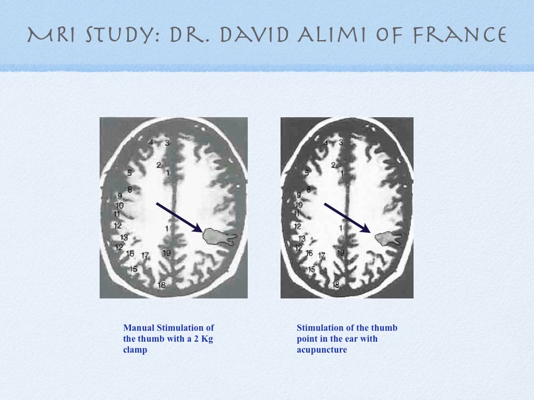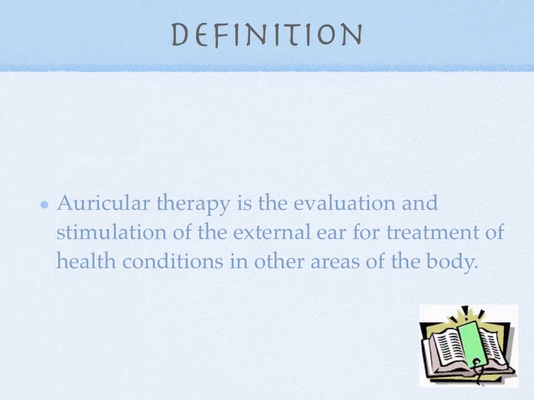and the body point. So as a basic definition, auricular therapy is the evaluation and stimulation of the external ear for treatment of health conditions in other areas of the body.